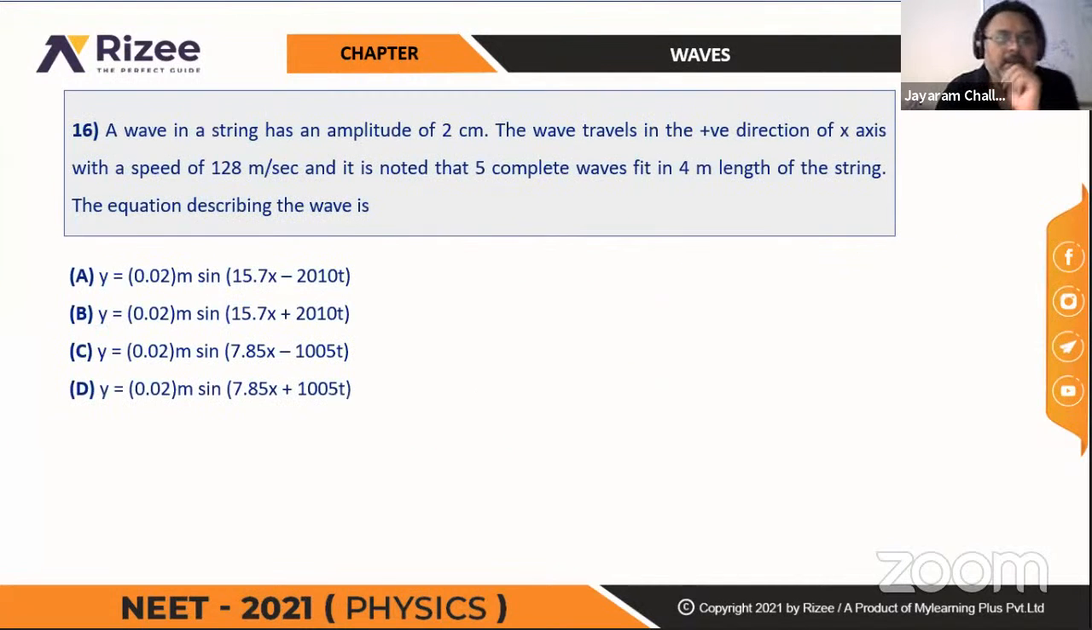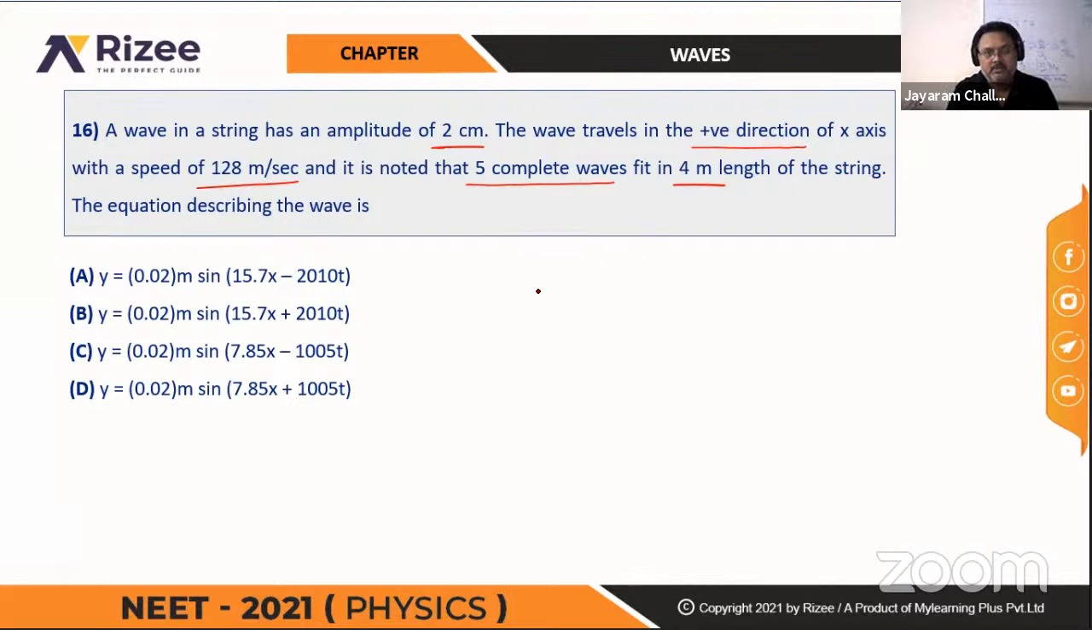Next one, a wave in a string has an amplitude of 2 centimeters. The wave travels in the positive x direction of the x-axis with a speed of 128 meter per second, and it is noted that 5 complete waves fit in 4 meters of length. What do you mean by 5 complete waves fit in that length? He is asking us to find out lambda, k values and all these things.